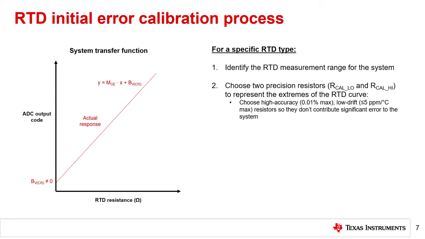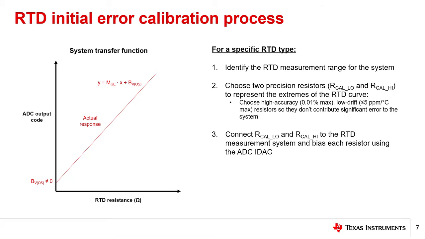Next, choose two precision resistors to represent the extremes of the RTD curve. These resistors should be very high accuracy and very low drift, because the calibrated accuracy cannot be better than the accuracy of these resistors. In other words, if you choose 1% calibration resistors, the best calibrated accuracy you could achieve is 1%.